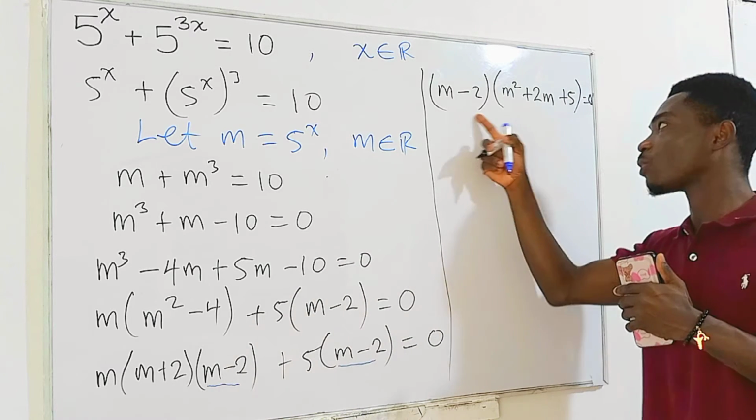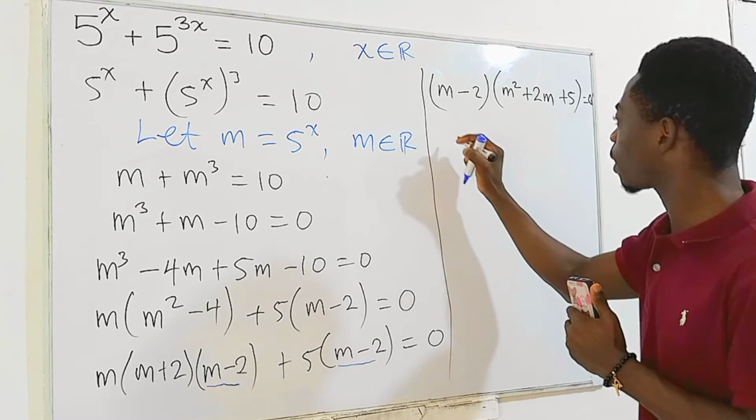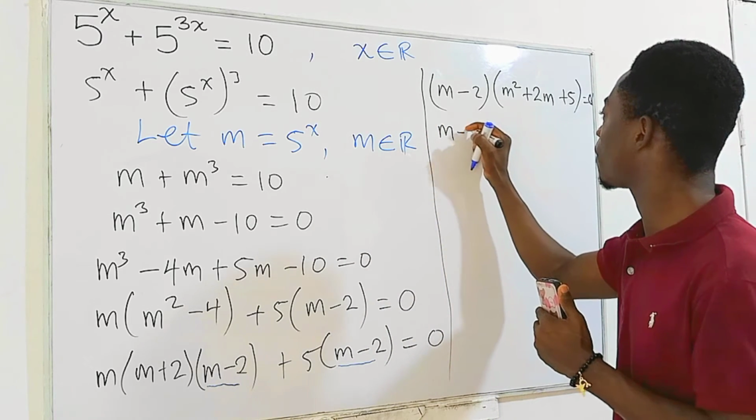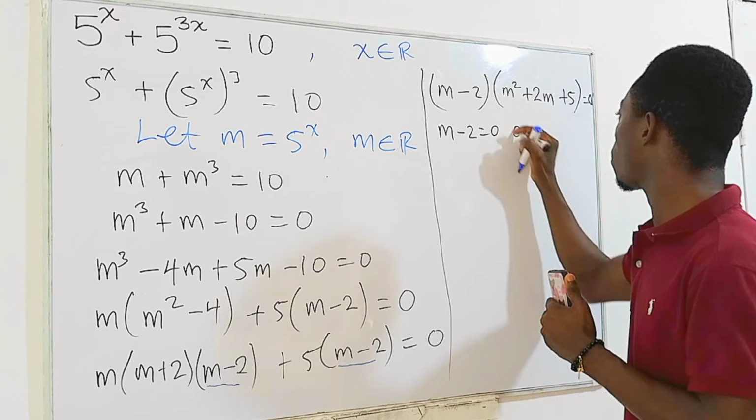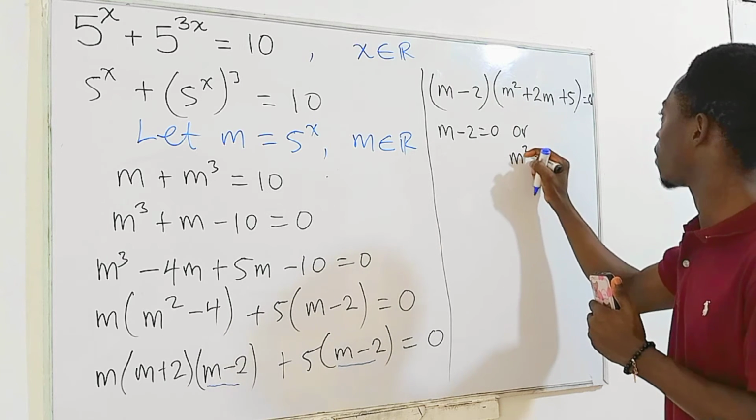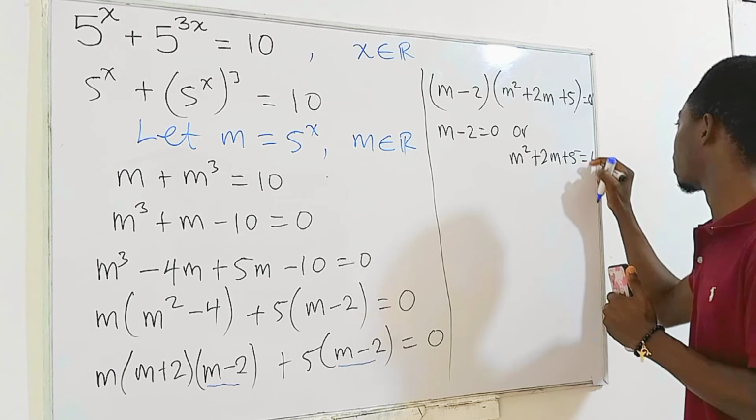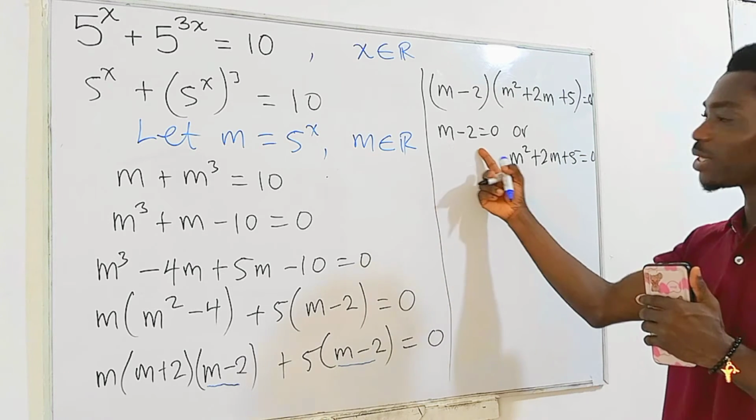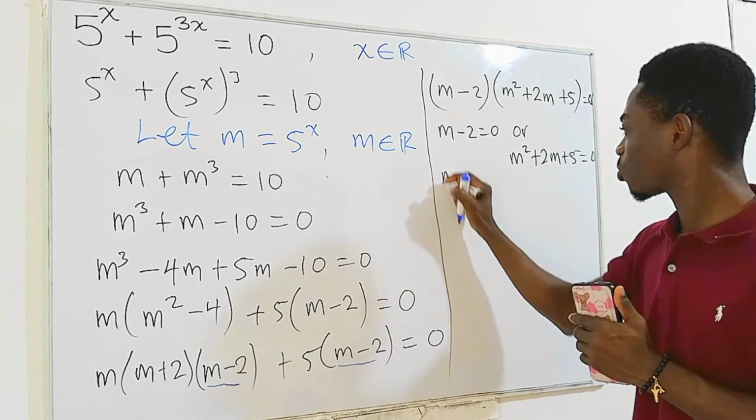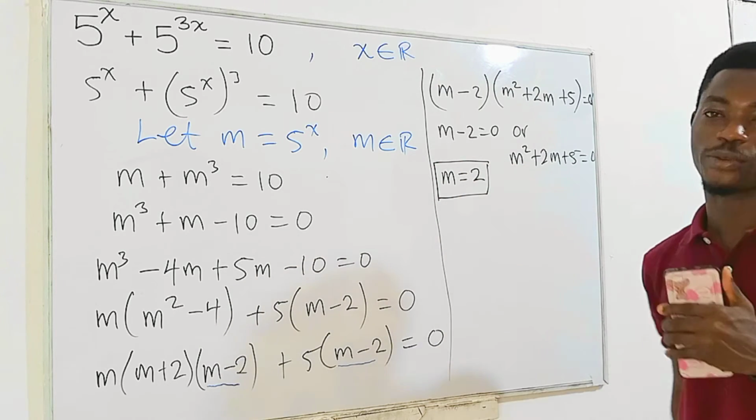Great. Product of two factors is 0. Actually, we can form two equations. The first one is going to be the first factor, m minus 2 is equal to 0. Or the second factor is equal to 0. That is m squared plus 2m plus 5 is 0. Now from this first equation, straight away we have m is equal to 2. That is if we add 2 to each side of the equation.